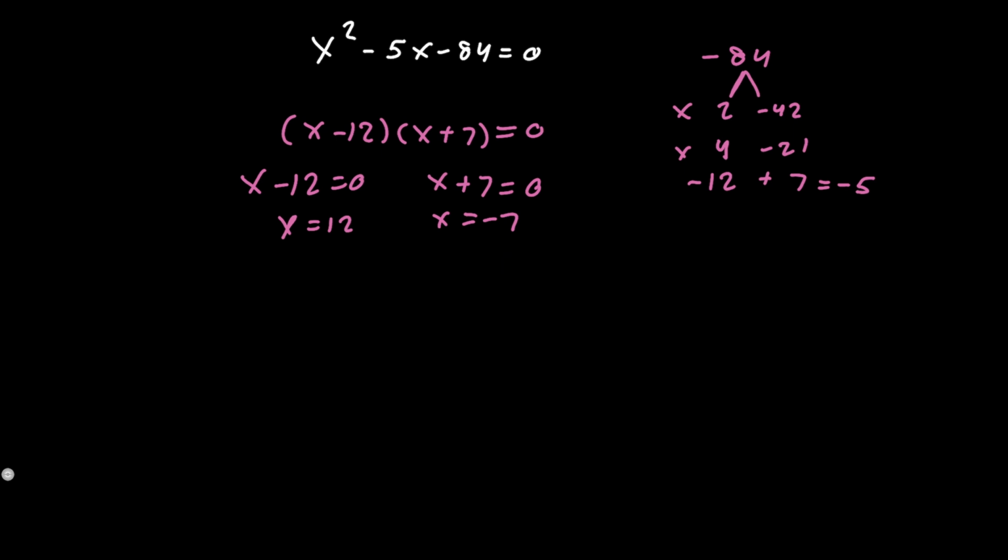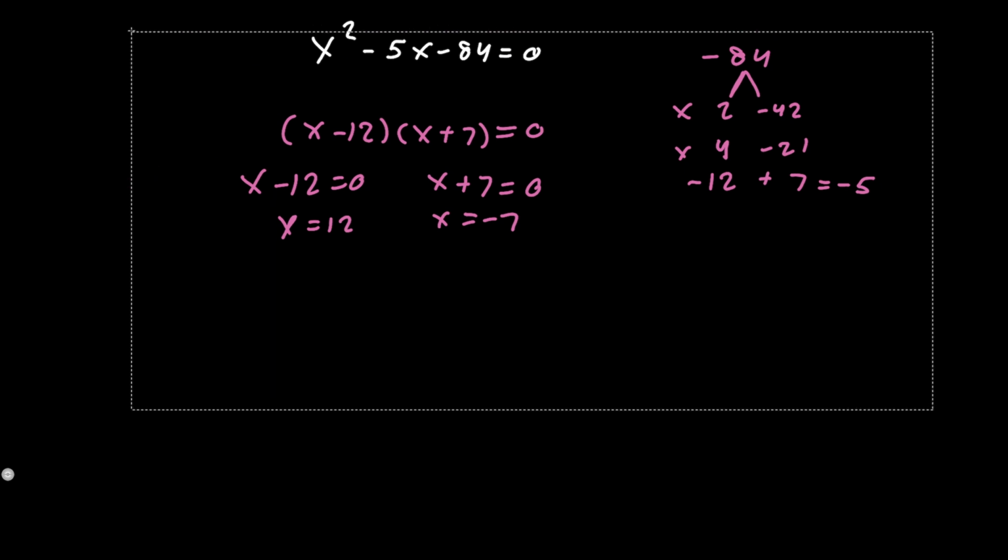So yeah, we're going to go ahead and look at factoring by grouping now. So here we're going to go ahead and look at quadratics where a is not equal to 1. So here we have 2x squared plus 9x plus 10 is equal to 0. So how do we factor this?